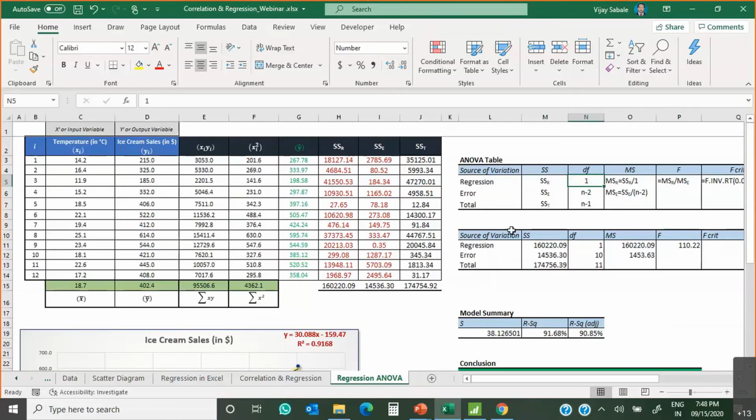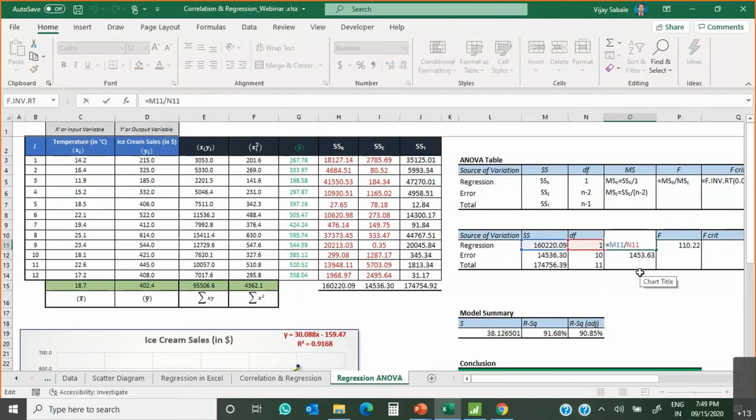And total degrees of freedom is equal to the number of readings we have in the model, minus 1. As we have 12 readings, it will be 12 minus 1, which is equal to 11. The degrees of freedom for the error term is equal to total degrees of freedom minus degrees of freedom available for the regression. The subtraction of these two will be the degrees of freedom available for the error term. If you divide SS by DF, we get the MS, the mean of squares: mean of squares due to regression, mean of squares due to error.